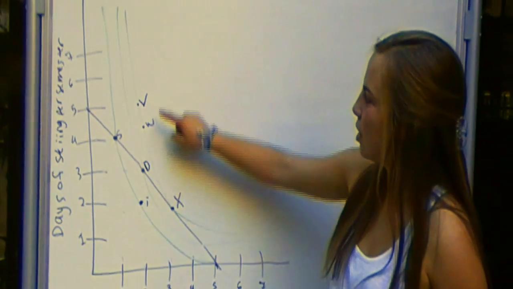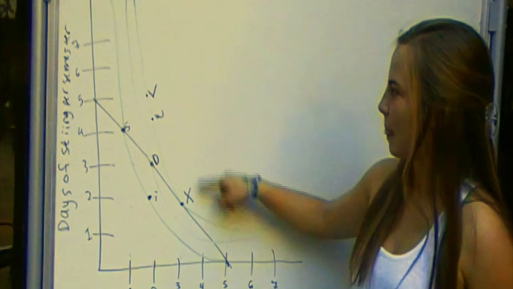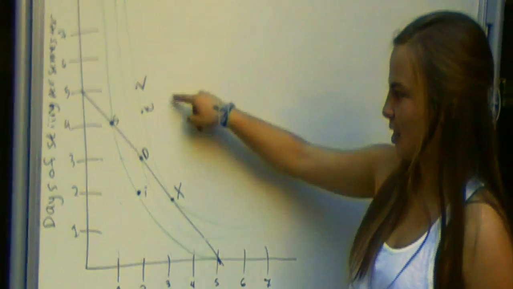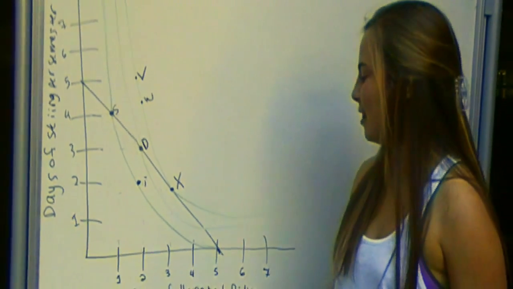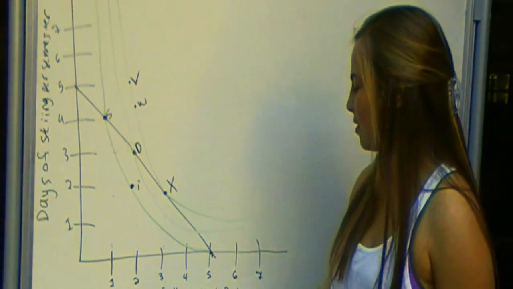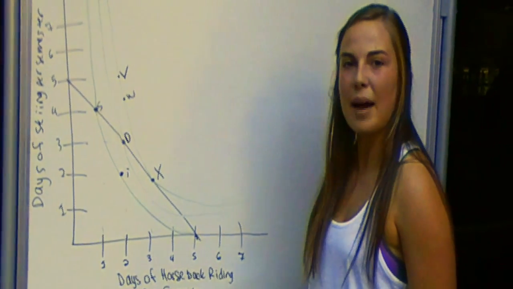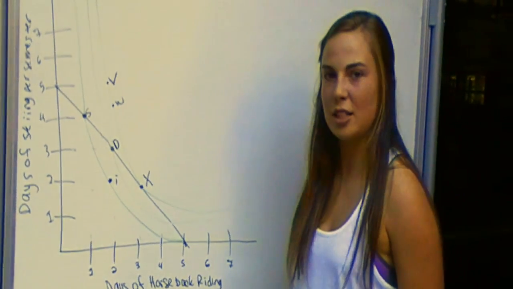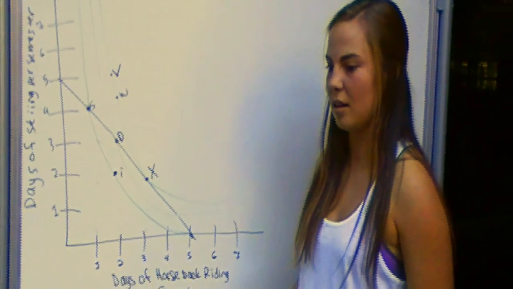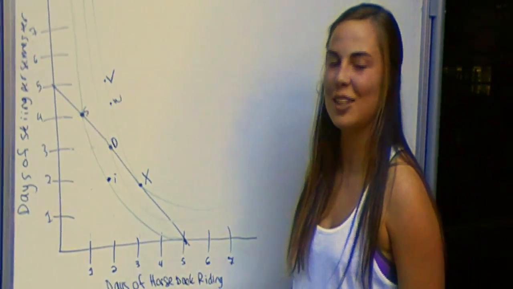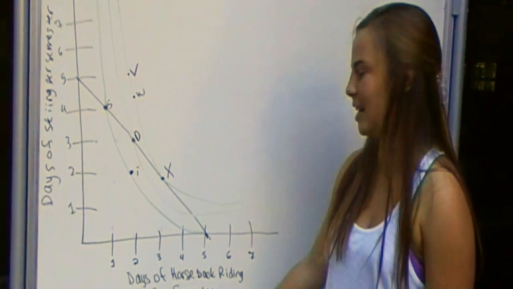So for instance, point V represents the same total utility as point X. As you move from point V to W to X, your days of horseback riding per semester is increasing. This means your marginal utility for days of horseback riding is decreasing, because with each day you allocate per semester, your total utility is less. The increase in your total utility is less than the day before.